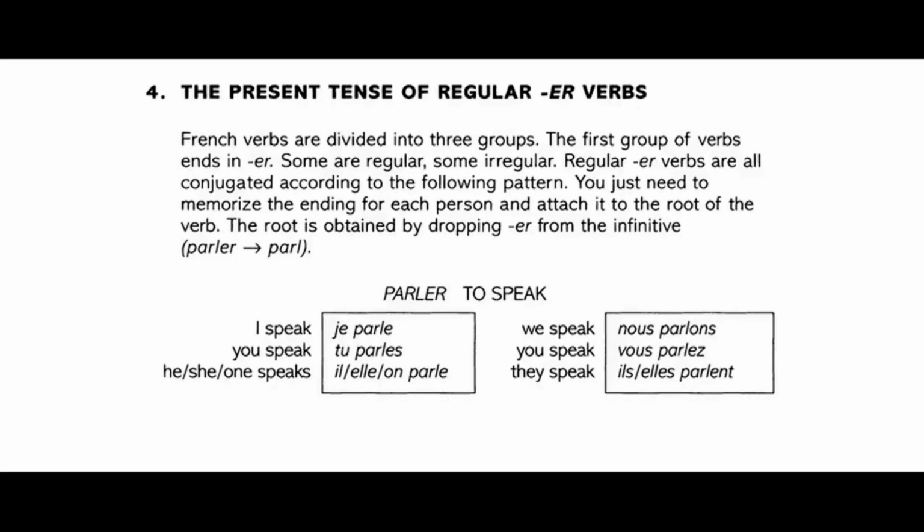There are three types of verb in French: ER, IR, and RE. So in ER, if we change the ending, with je we use e. With tu, we use es. With il, elle, we use e. With nous we use ons, then ez, then ent.